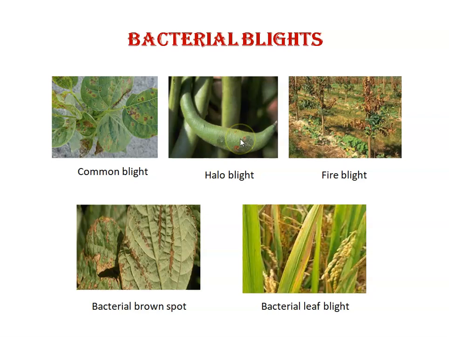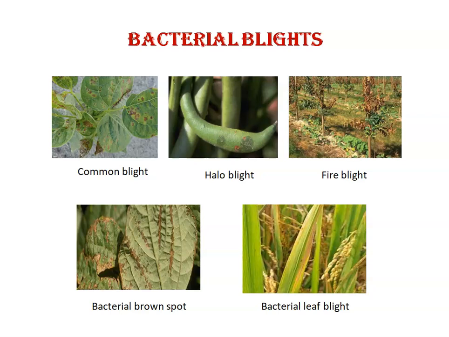Second type, halo blight. Halo blight is a bacterial disease most notably affecting beans and characterized by small angular water-soaked spots. Just look at this picture. Angular water-soaked spots on leaves and pods that are surrounded by a light green or yellow halo.